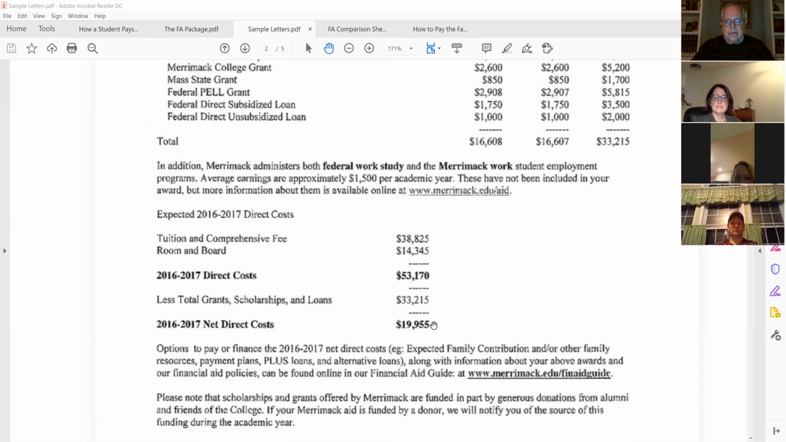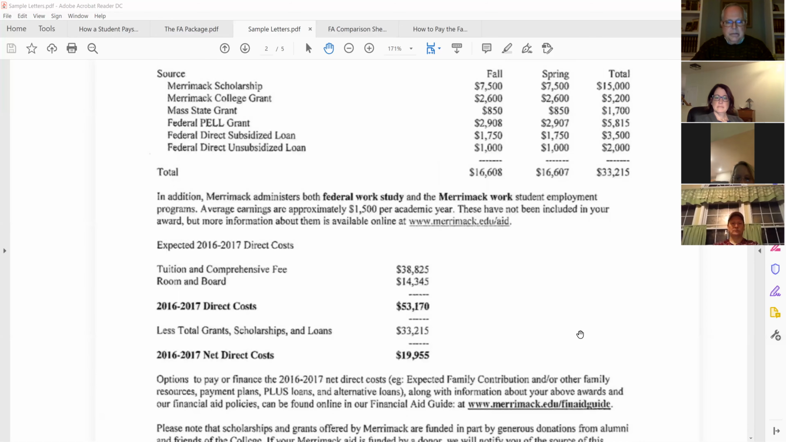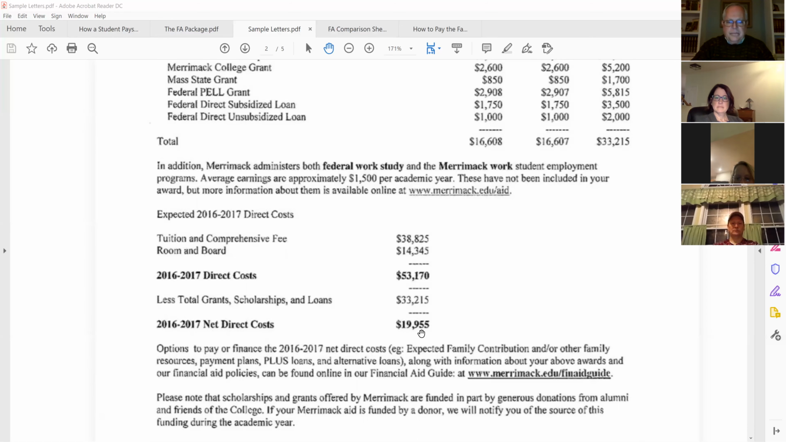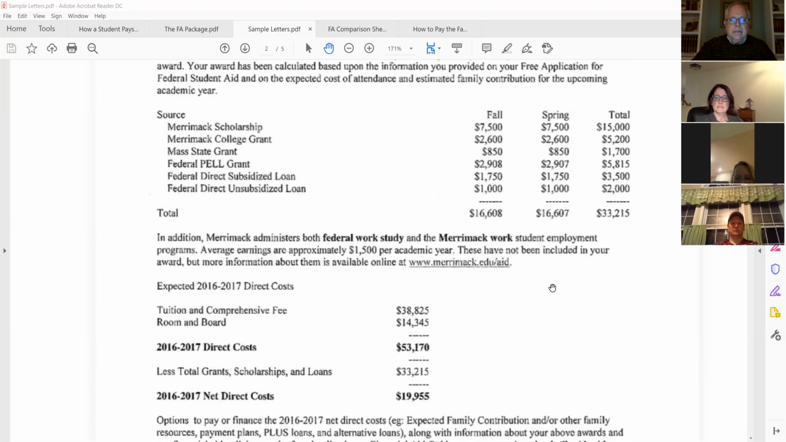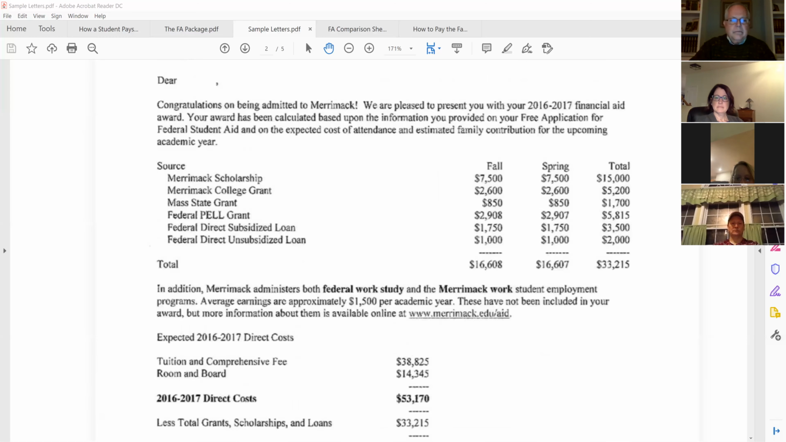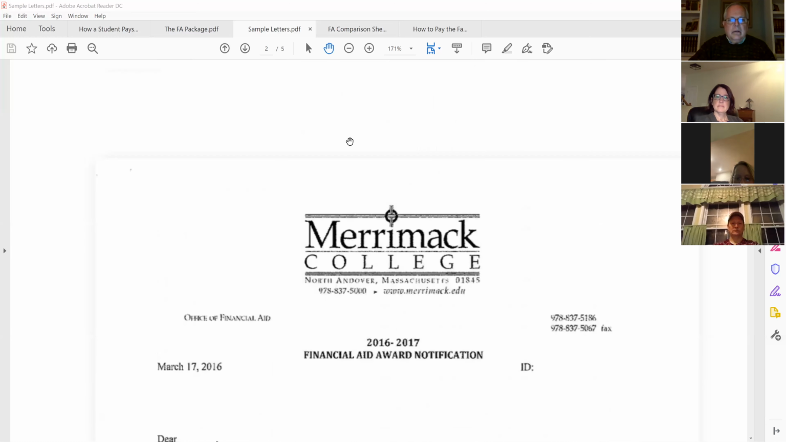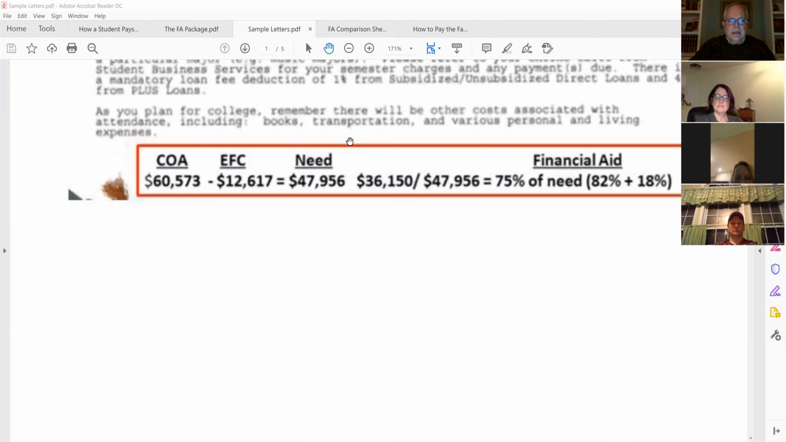So in this case, it's almost a mirror of that one we were looking at, where the PLUS loan is around 20,000. But in this case, they don't. They just say the family's got to figure out how to pay the 19,900. All right. Okay, so that's that one.